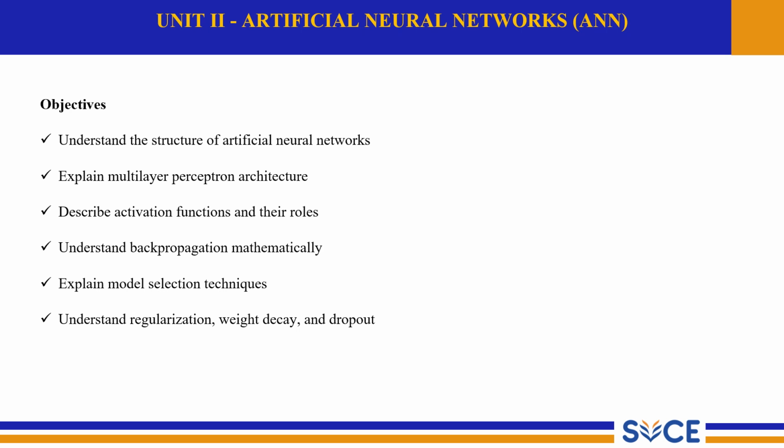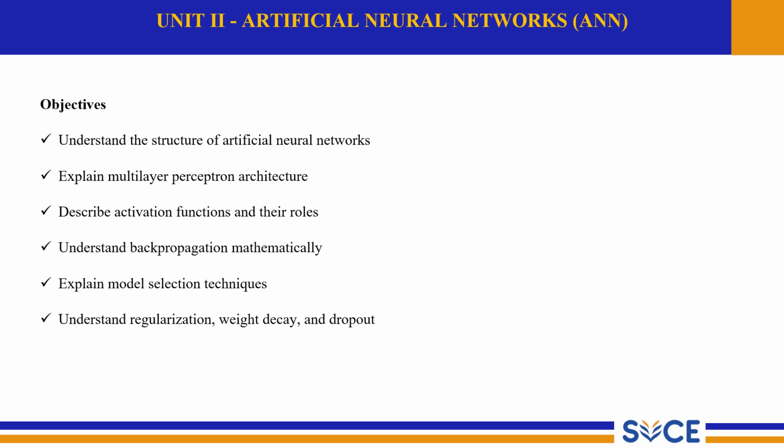The main objective of this unit is that you will gain a solid understanding of artificial neural networks and their key components. By the end of this unit, you will be able to understand the structure of artificial neural networks. You will also know how neurons are organized into layers, including the input, hidden and output layers, and how information flows through the network. Next, you will be able to explain the multi-layer perceptron or MLP architecture. This includes understanding how hidden layers enable the network to learn non-linear patterns, making it more powerful than single-layer networks.